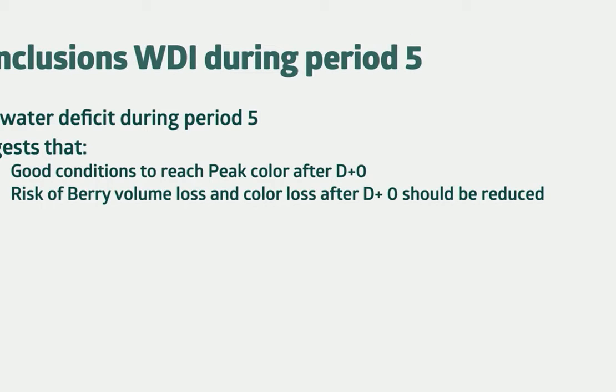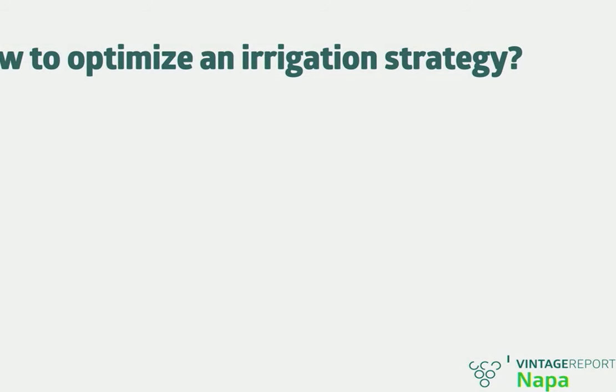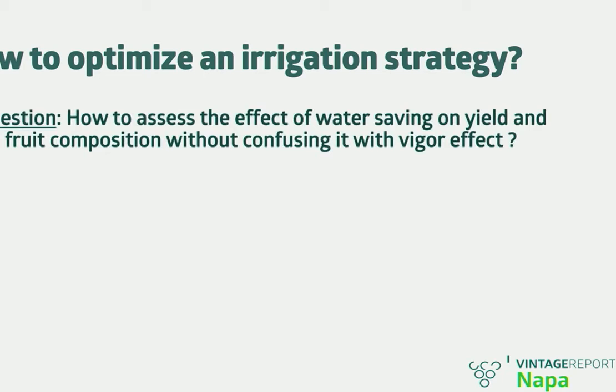So low water deficit during period 5 suggests good condition to reach even the peak color after the peak sugar has been reached, and shows that there is a minimum risk for berry volume loss and color loss. So with that understanding of the relationship and expectation linking water deficit during period 3, 4, and 5 and its result on yield, color, and normal ripening pattern, we had an opportunity for California at large to really rethink irrigation strategy. And that's when I started to speak with Sudeshna 4 years ago.